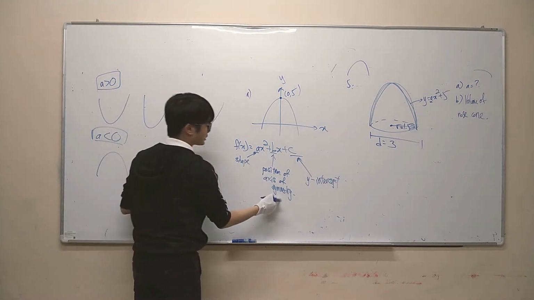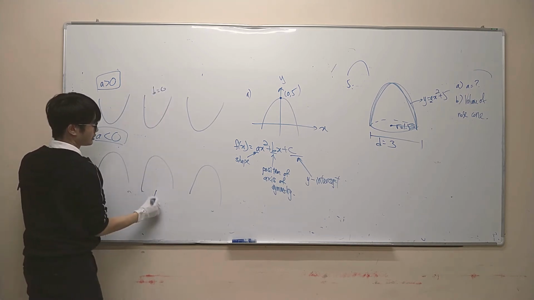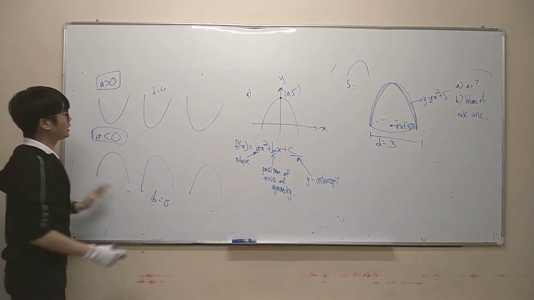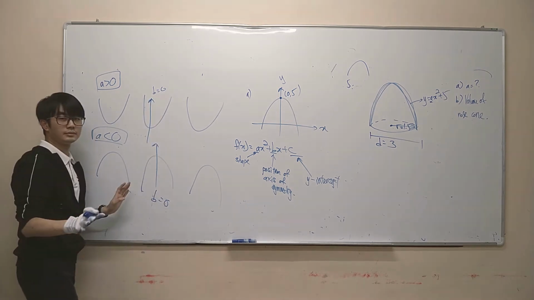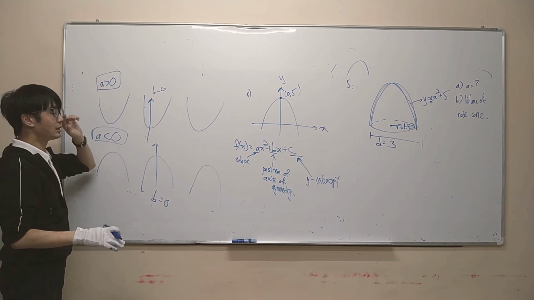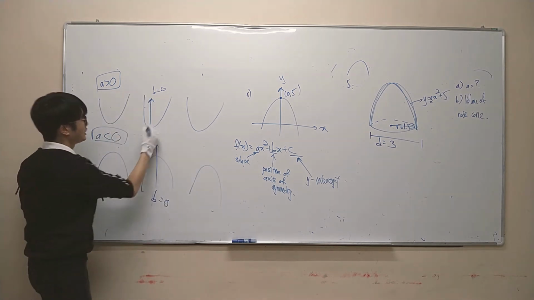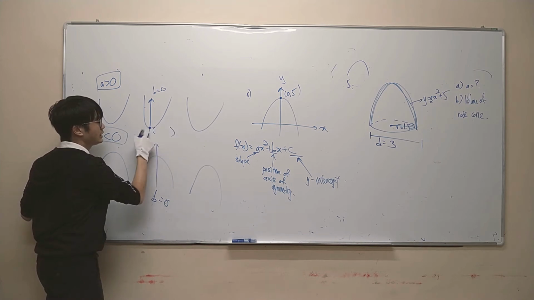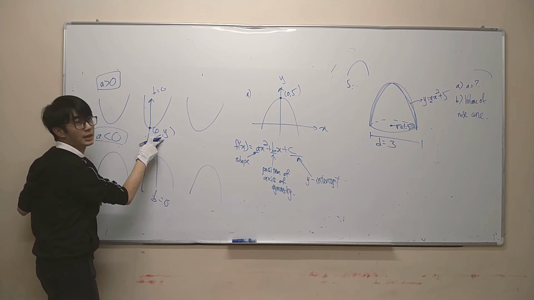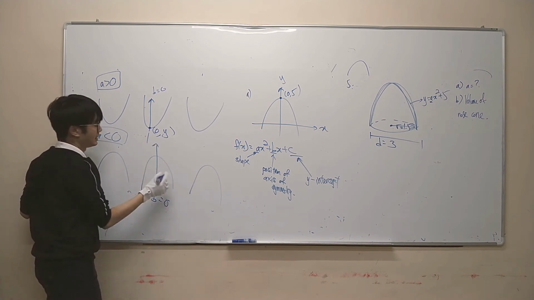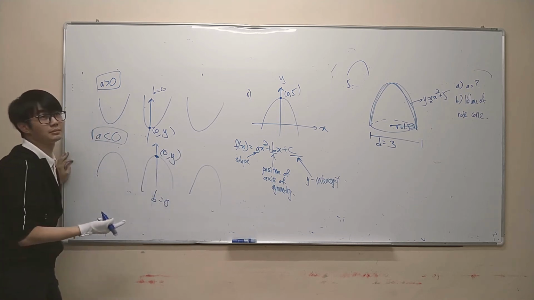So the b will tell you the position of the axis of symmetry. Let's say your b is 0. Remember, if your b is 0, the axis of symmetry will be the y-axis. So the position of the axis of symmetry will be exactly the y-axis. It means that the x-coordinate of the turning point is 0. And the y-coordinate depends on the y-intercept.